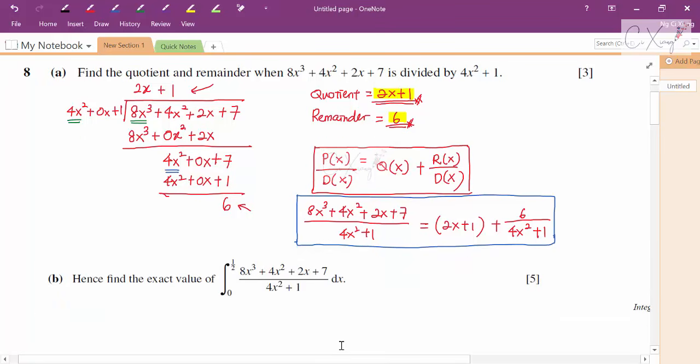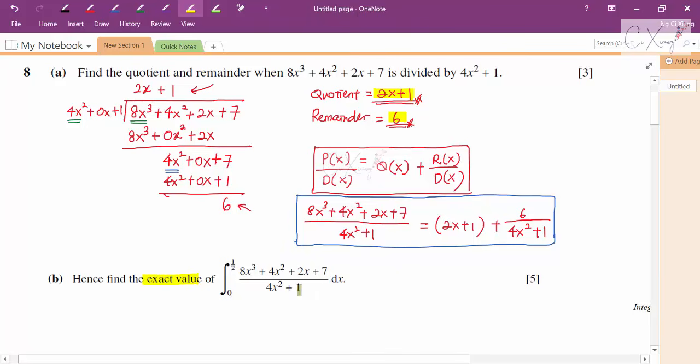For part B, they want us to find the integration of this expression. There's one important keyword here, which is the exact value. Exact value means that your final answer must be in either surd form, pi form, or fraction, but you cannot put it in decimal places or a long decimal number.